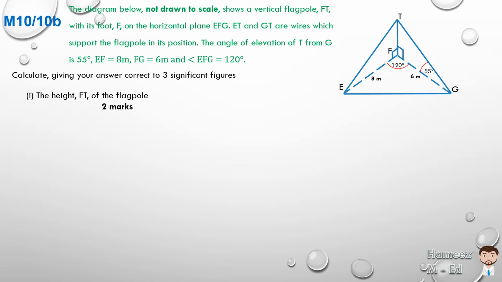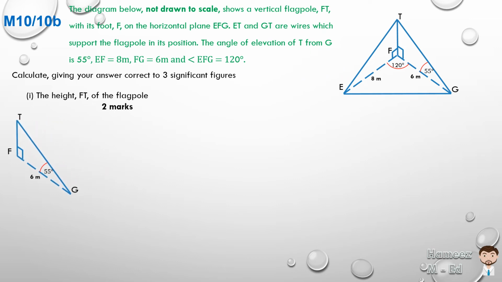So if we look at the diagram, we can see that there are 3 different triangles, and only 2 of them deal with FT, the one on the left side, EFT, and the one on the right side, GFT. So which one can we use to help solve for FT? Well, we know 2 pieces of information on the one on the right side. We know 6 meters and 55 degrees, so let's extract that.